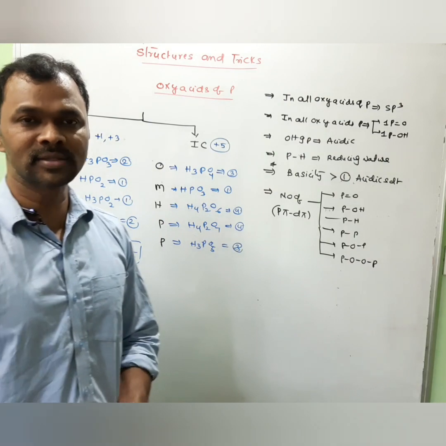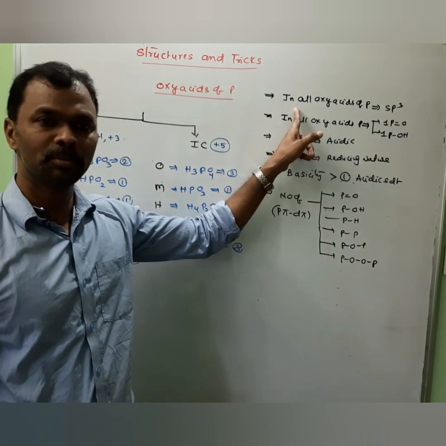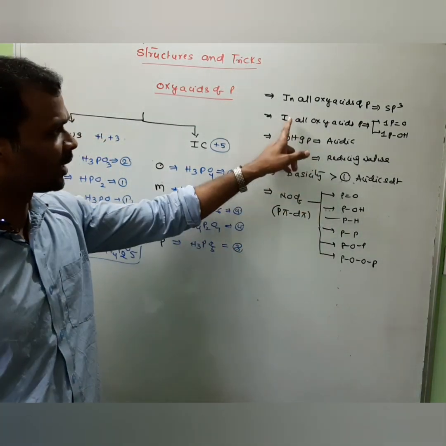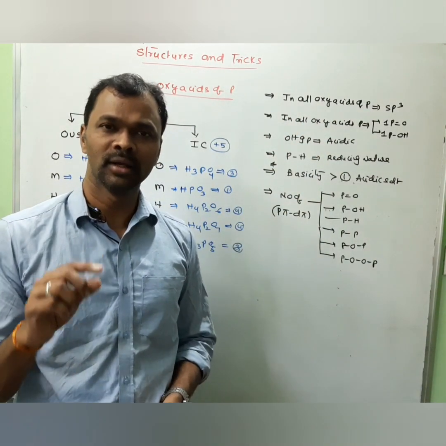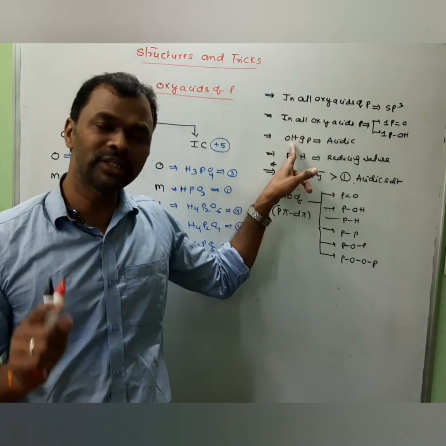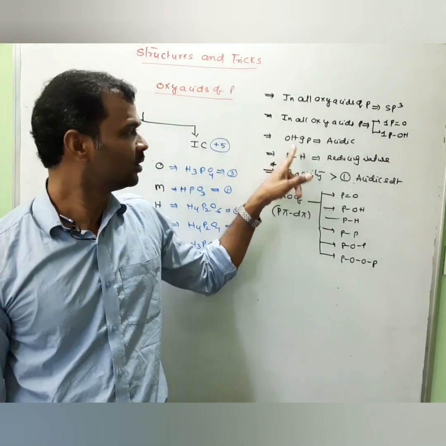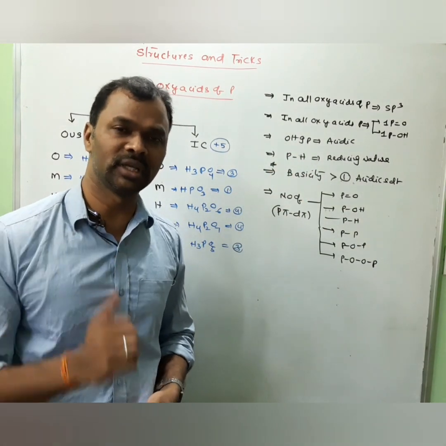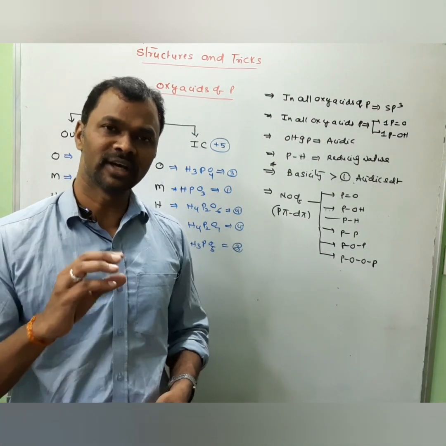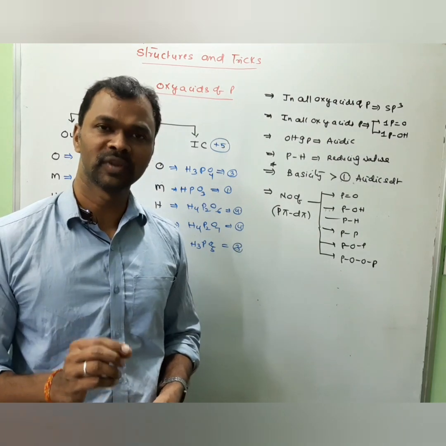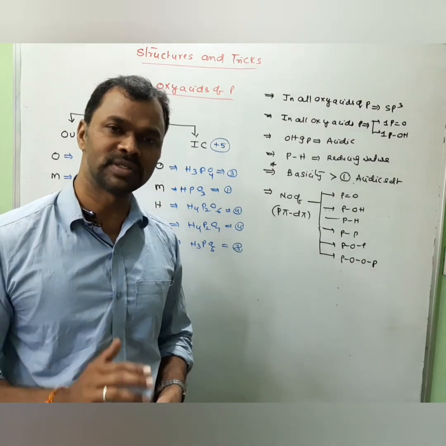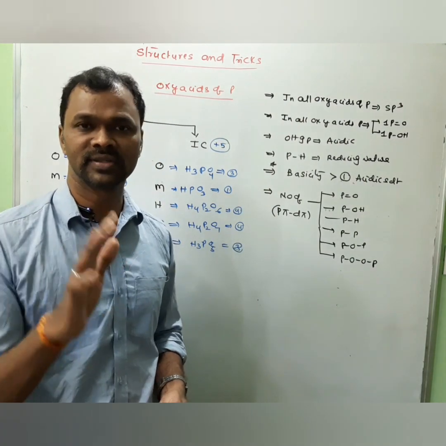In all oxyacids of phosphorus, generally phosphorus undergoes sp3 hybridization, tetrahedral arrangement. And in all oxyacids, at least one P=O group is present, as well as one P-OH group. The OH group is responsible for acidic nature, and the P-H bond is responsible for reducing nature. As the number of P-H bonds increases, reducing nature increases. One question they will frame: which of the following is a strong reducing agent? The more P-H bonds, the stronger the reducing nature.